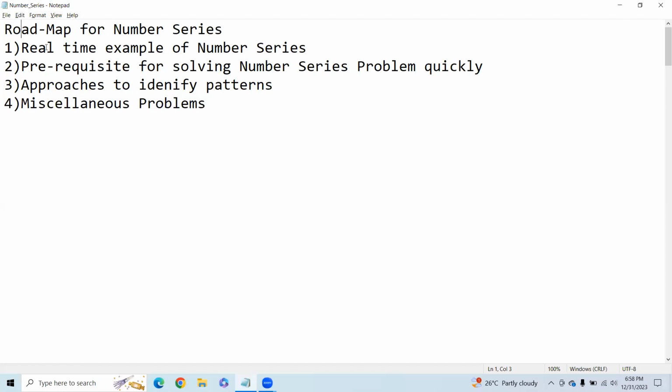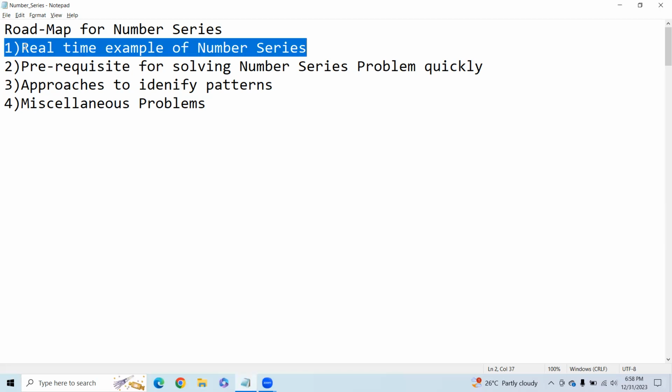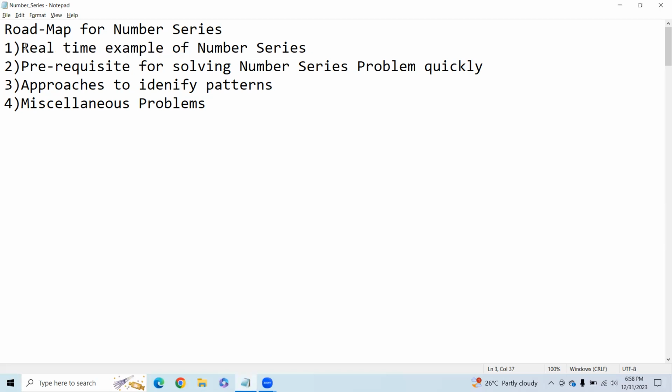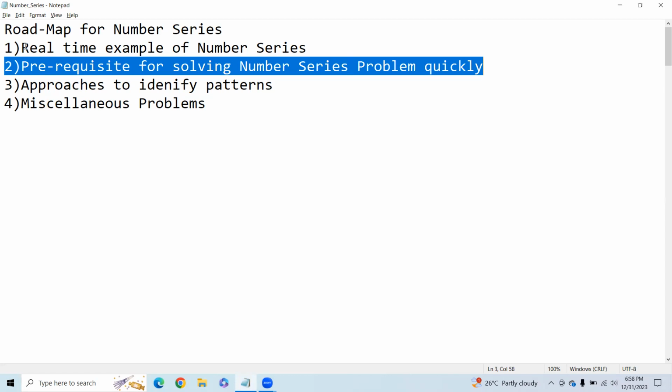Today we are going to learn topic number series. So this is the roadmap for learning number series. First we will see the real-time example of number series, where do we use it in our day-to-day life. Then we will look at the prerequisite for solving the number series problems in a quicker way.